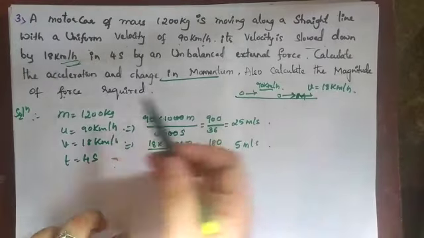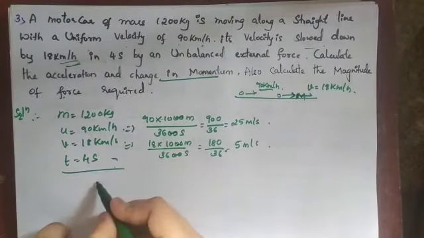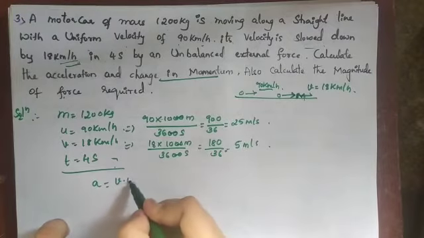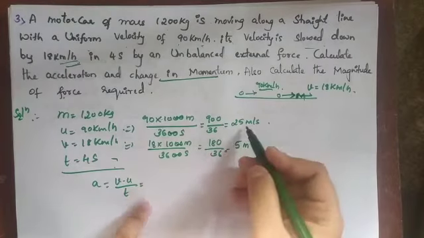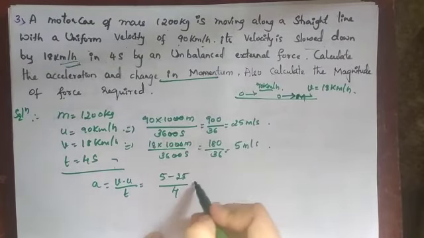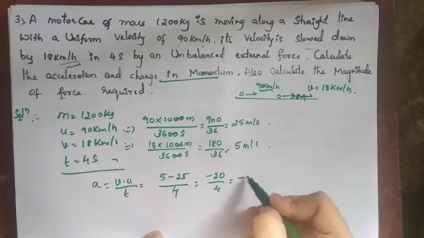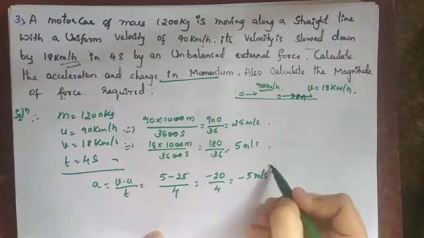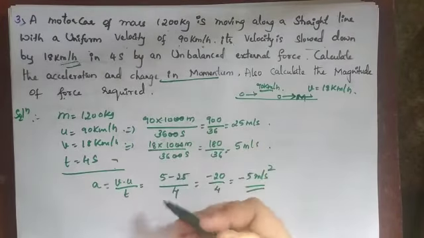First, calculate the acceleration. Acceleration is a equals v minus u divided by t. What is the v value given? V is 5, so 5 minus 25 divided by 4. 5 minus 25 means minus 20 by 4. You will get minus 5 meter per second square. This is the acceleration.